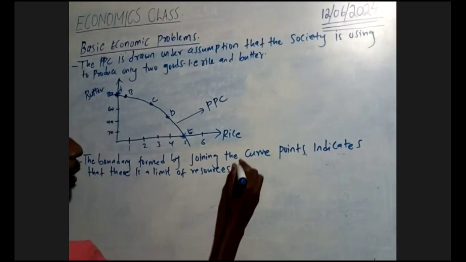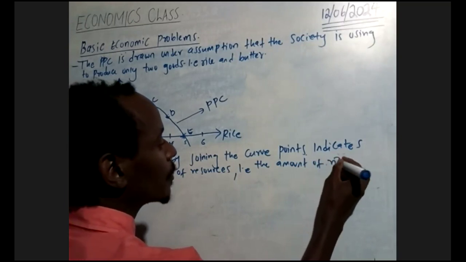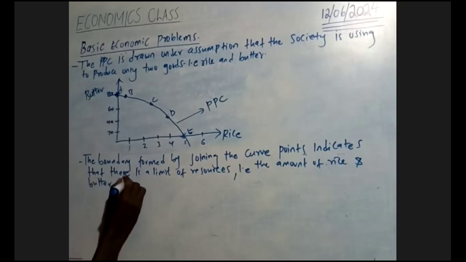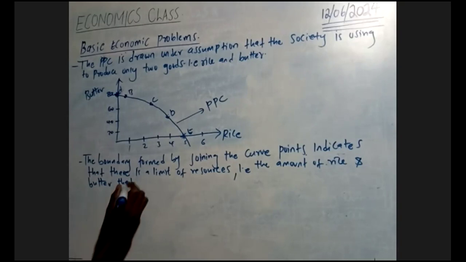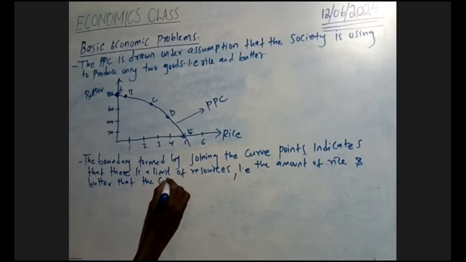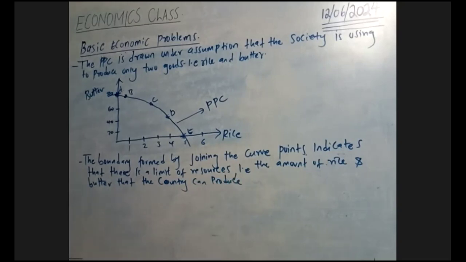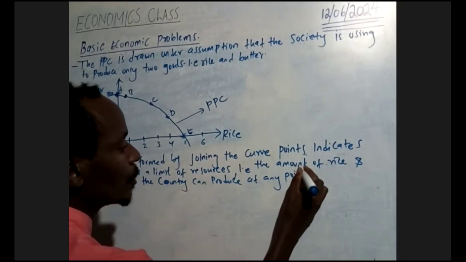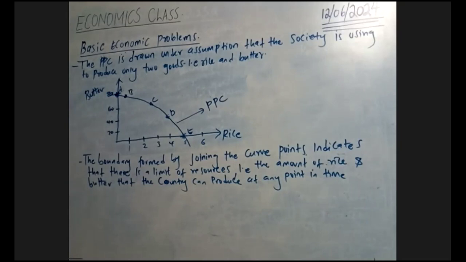i.e. the amount of rice and butter that the country can produce at any point in time, with available resources and technology.